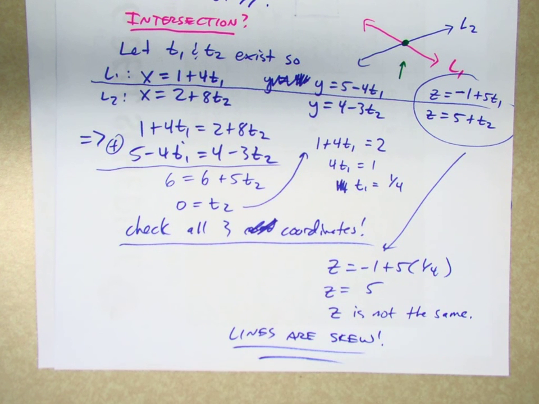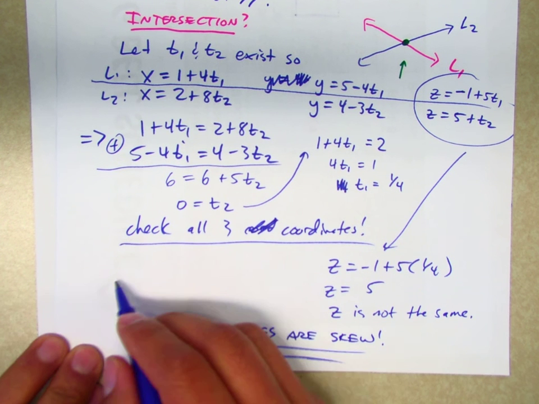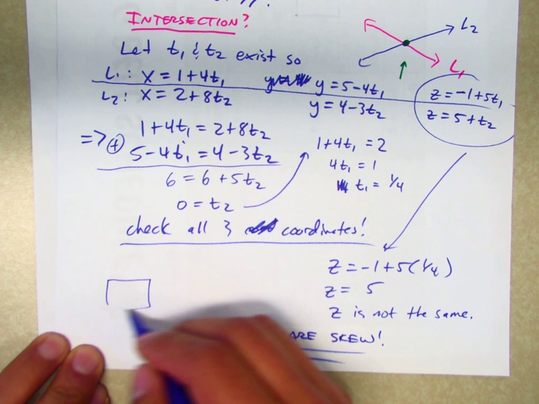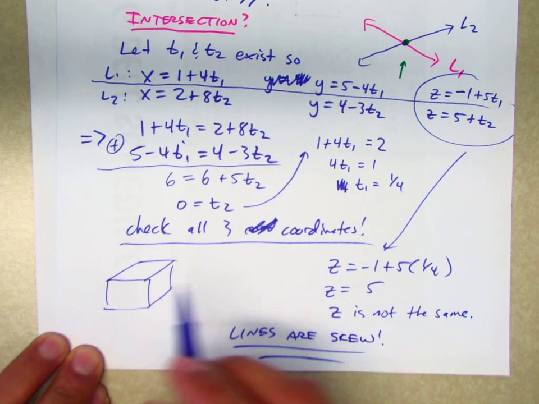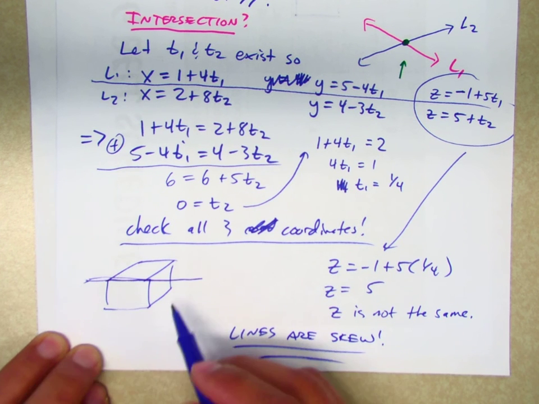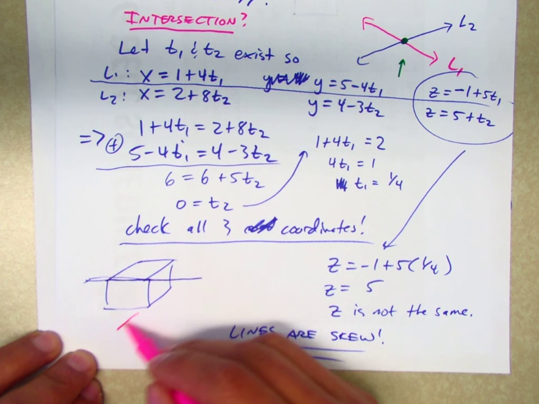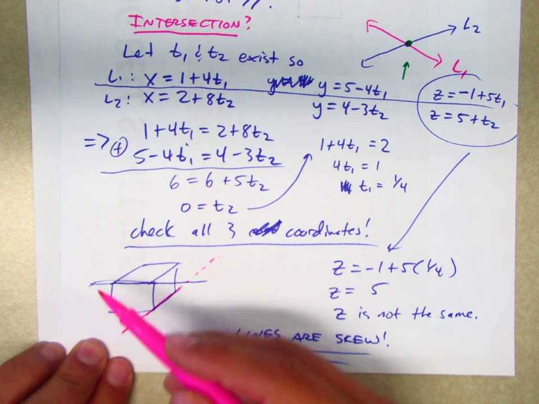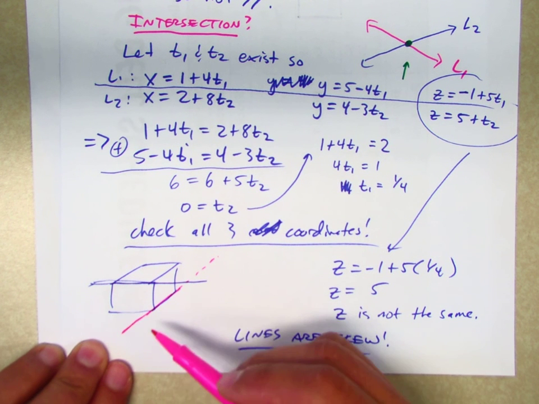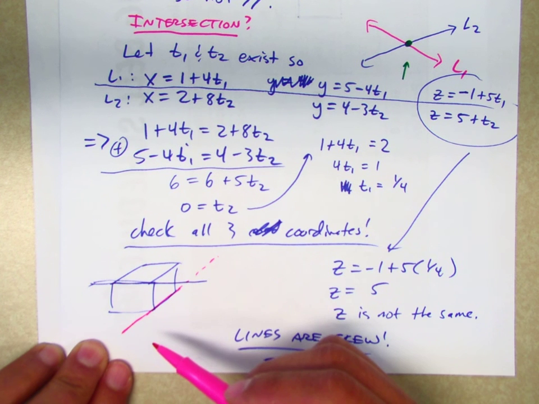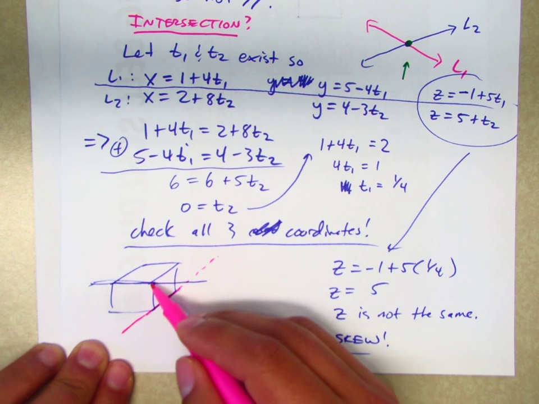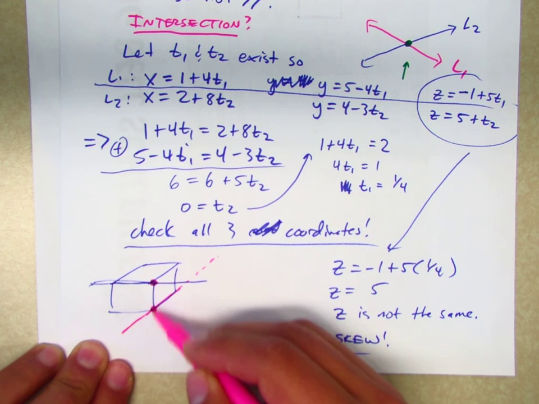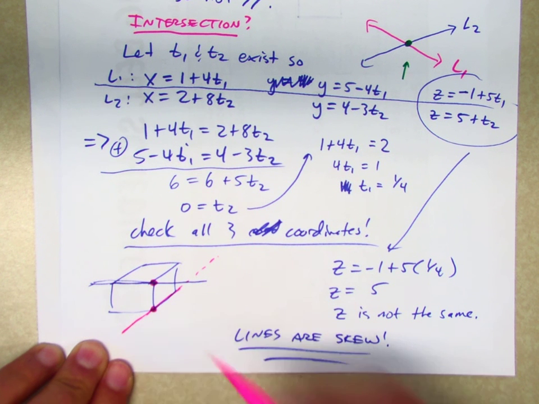Any questions on that? So they never cross? Nope. Here's a good example. If you think of a box, the edges, if you extend the lines, those are examples of skew lines. What we've just established is that the x and y coordinates match, but the heights z don't.